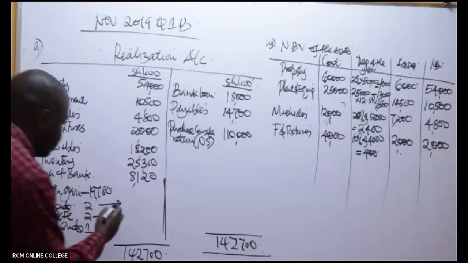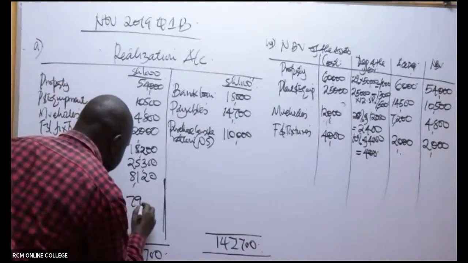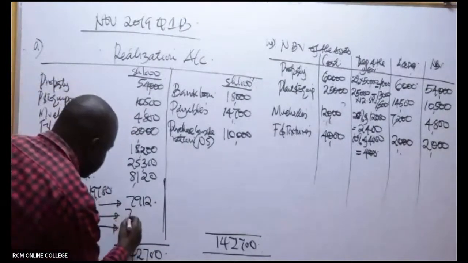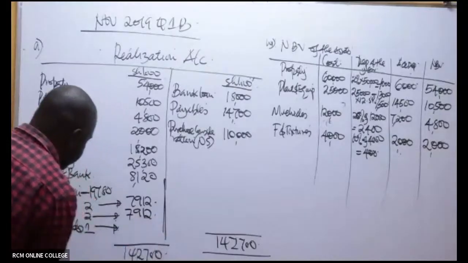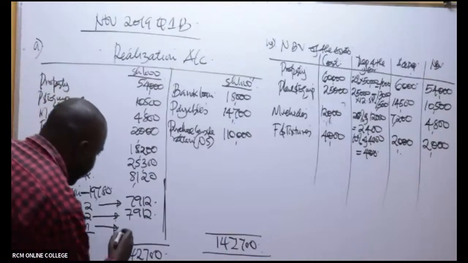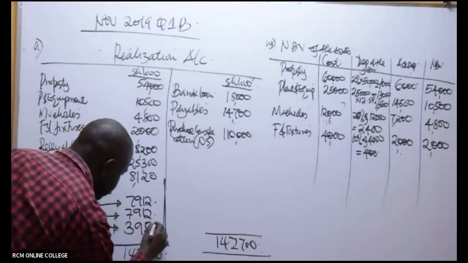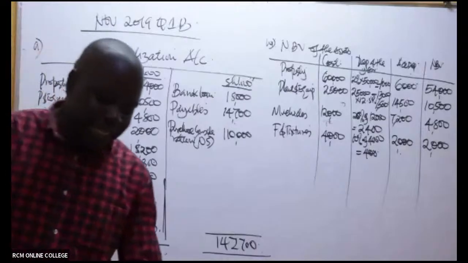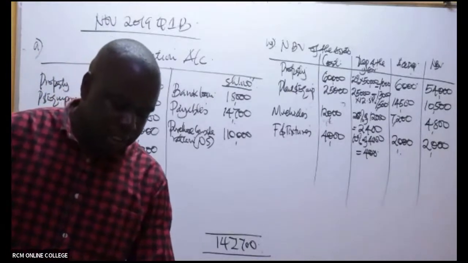79:12. And it means also for Pete, if it is 2, it will be the same, 79:12. Therefore, in this case, for Tender, it will be how much? 39:56. And of course, in this case, we would have been able to create our realization account.